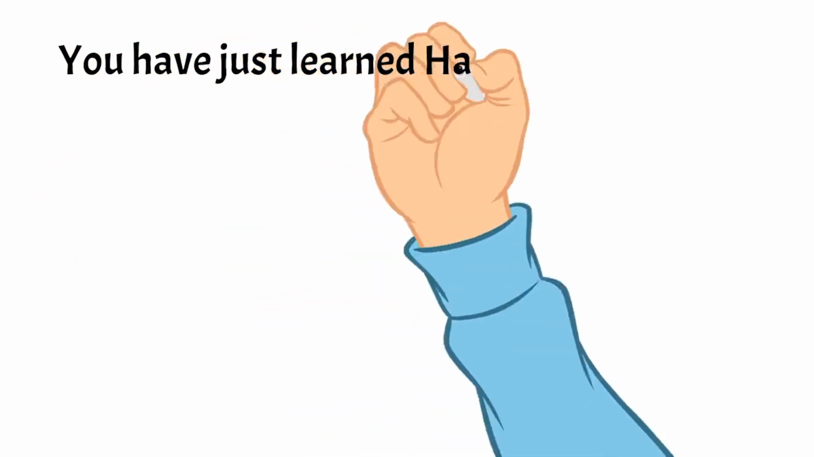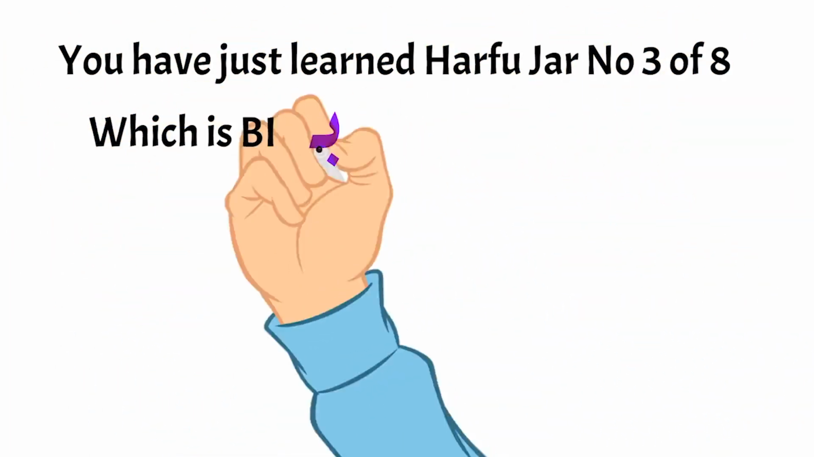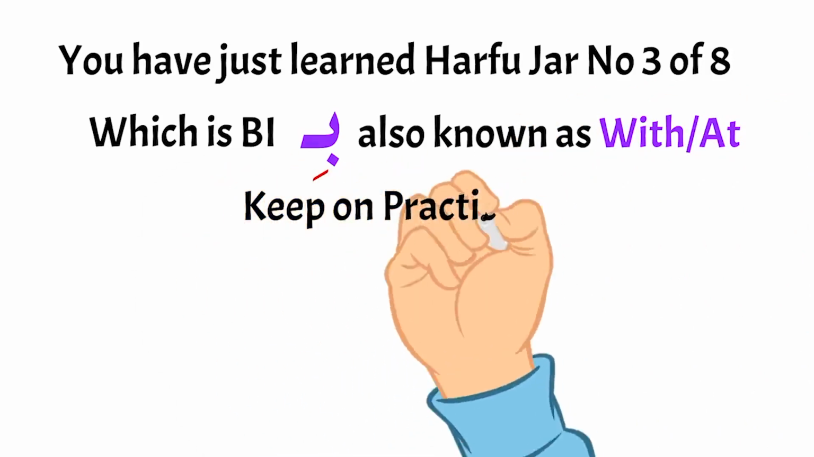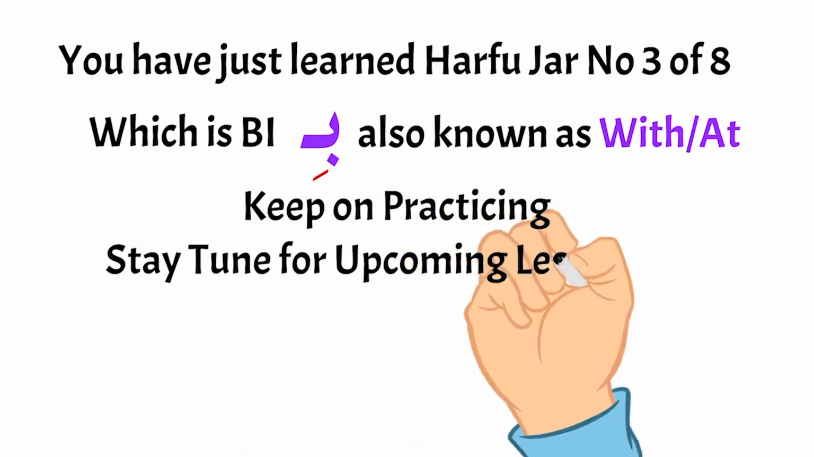You have just learned Harfu jar number 3 of 8, which is Ba, also known as with or at. Keep on practicing. Stay tuned for upcoming lesson 2.4.